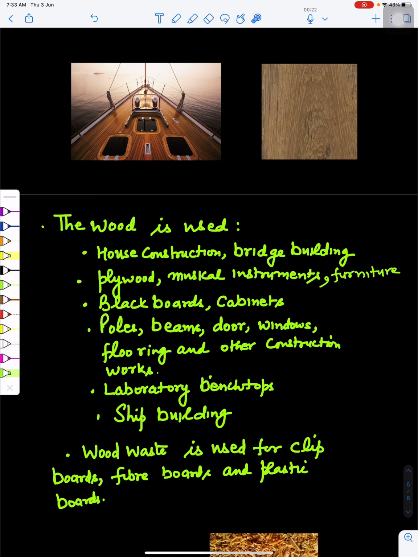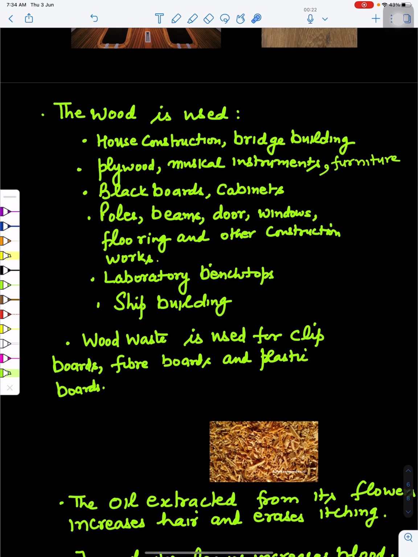So when wood is used for various purposes, certain wood chips are produced. Now that wood waste is used for making clipboards. Now this is the wood waste. It is used for making clipboards, fiber boards, and plastic boards.